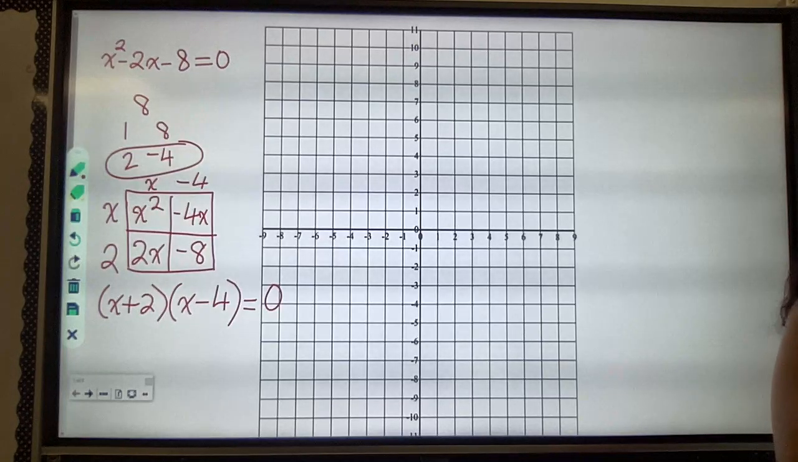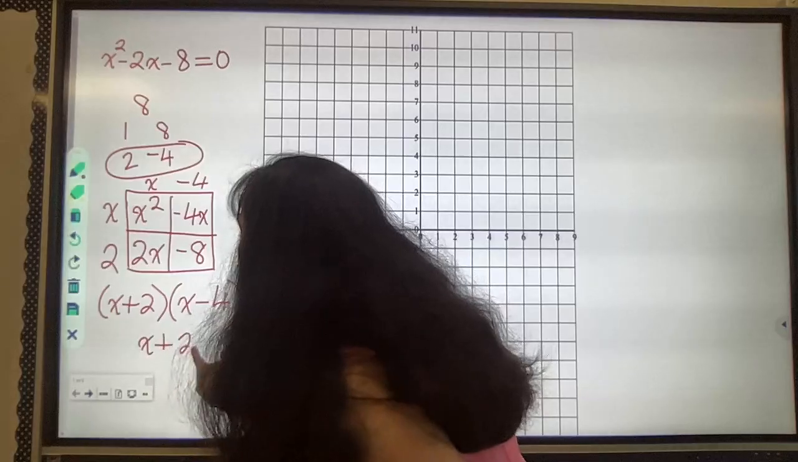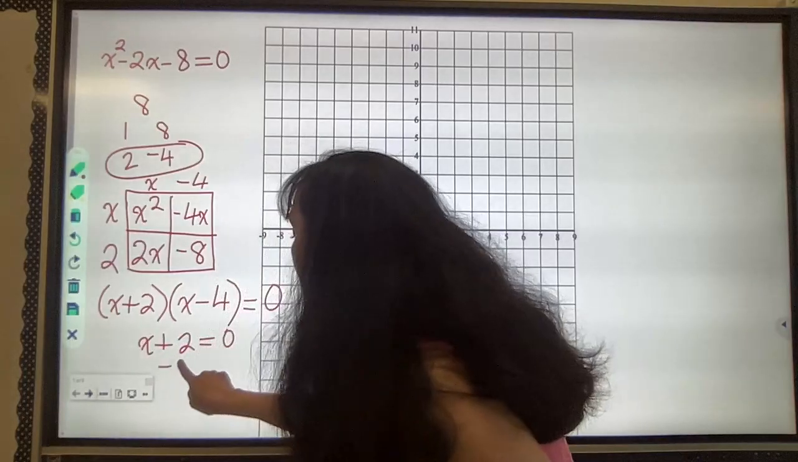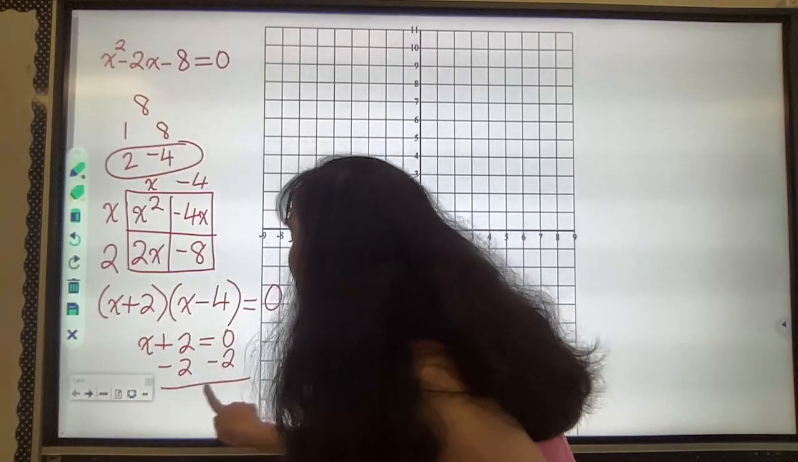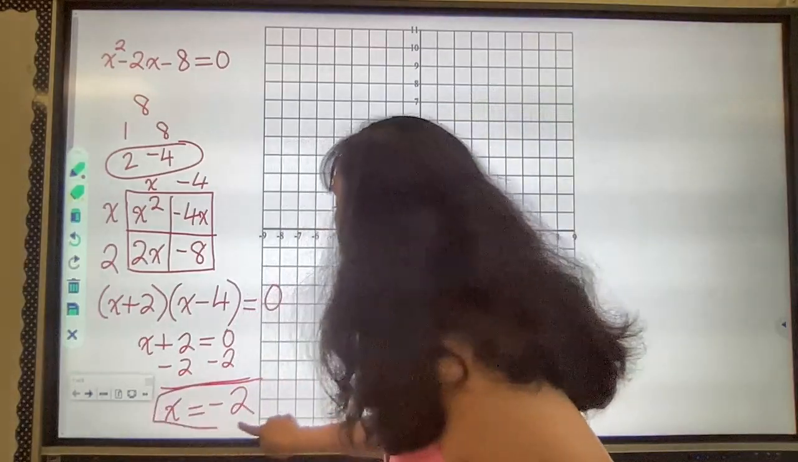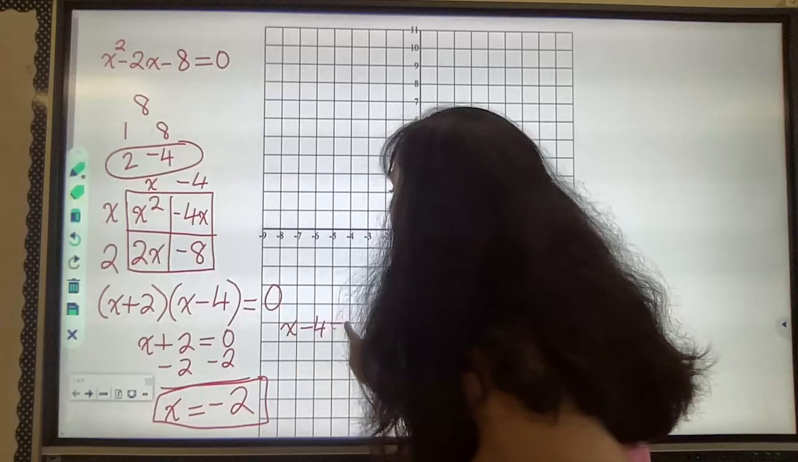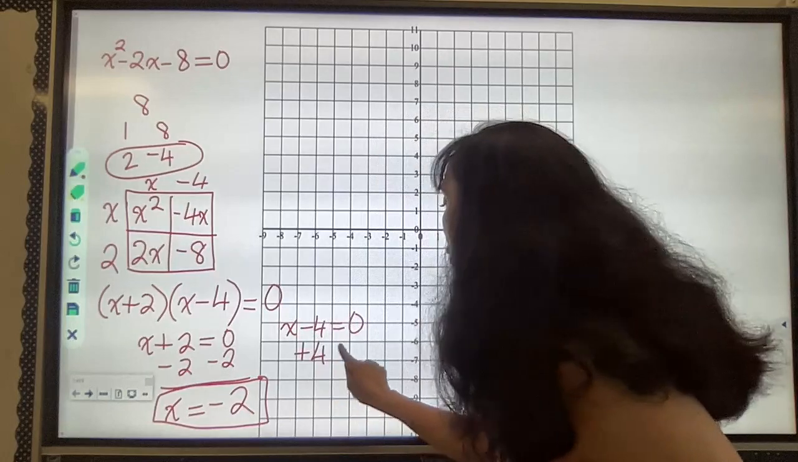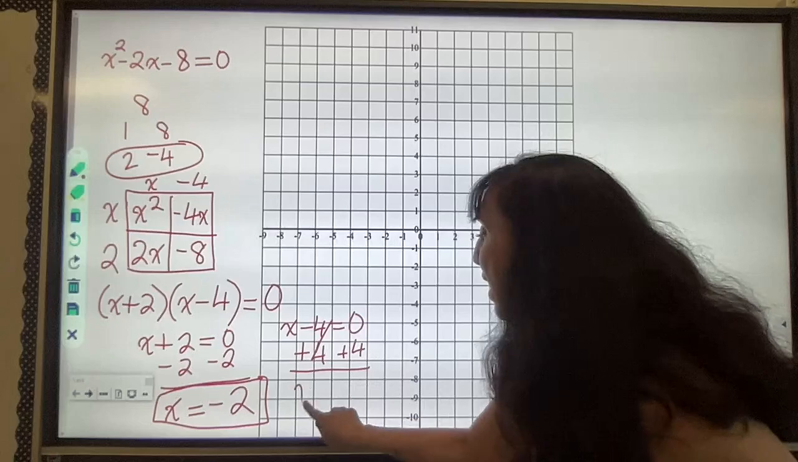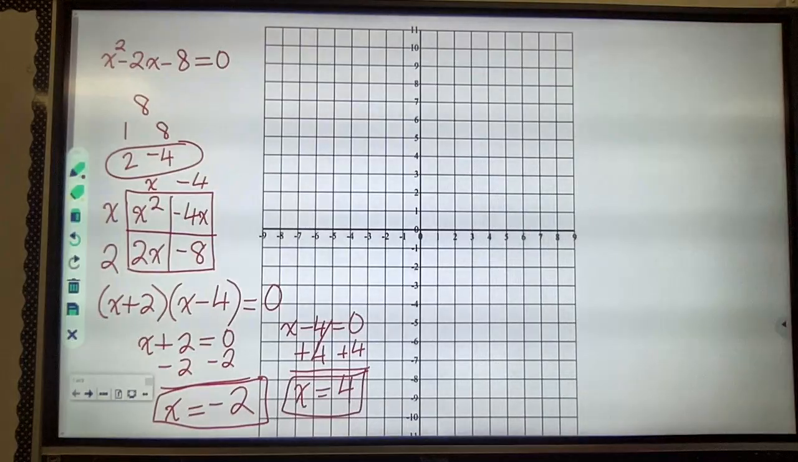Now I'm going to use my zero product property. So x plus 2 is equal to 0. I'm going to subtract 2 on both sides, and x is equal to -2. So that's my first solution. My second solution is x minus 4 is equal to 0. So I'm going to add 4 to both sides, and I have x is equal to 4. So here is my second solution using my zero product property. So now I have x is -2 and x is equal to 4.